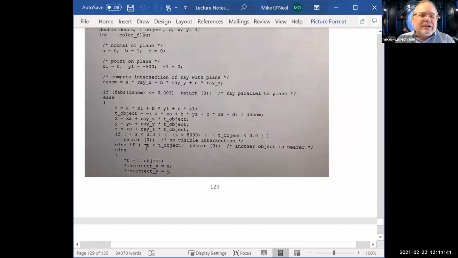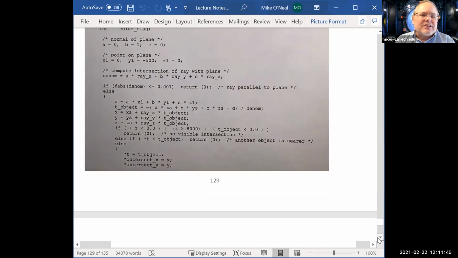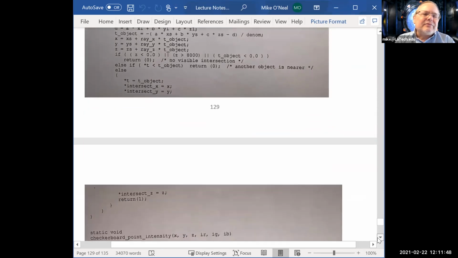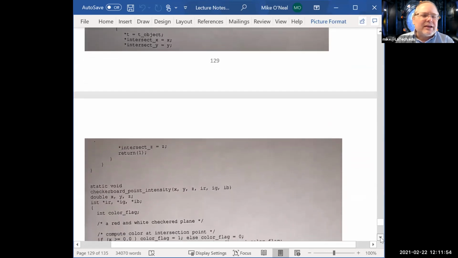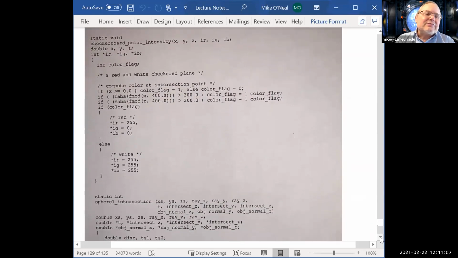Otherwise, you have to check to see if this is the closest T, you'll have to do that somehow. If it passes all of those things, the XYZ is the intersection point, and you return the 1, meaning, yeah, I hit it. And then you got the thing to do the intensity. Doesn't this look familiar? If X is greater than or equal to 0, color flag is 1, else color flag is 0. If the absolute value of blah, blah, blah, blah, blah. See, that looks very similar, doesn't it?